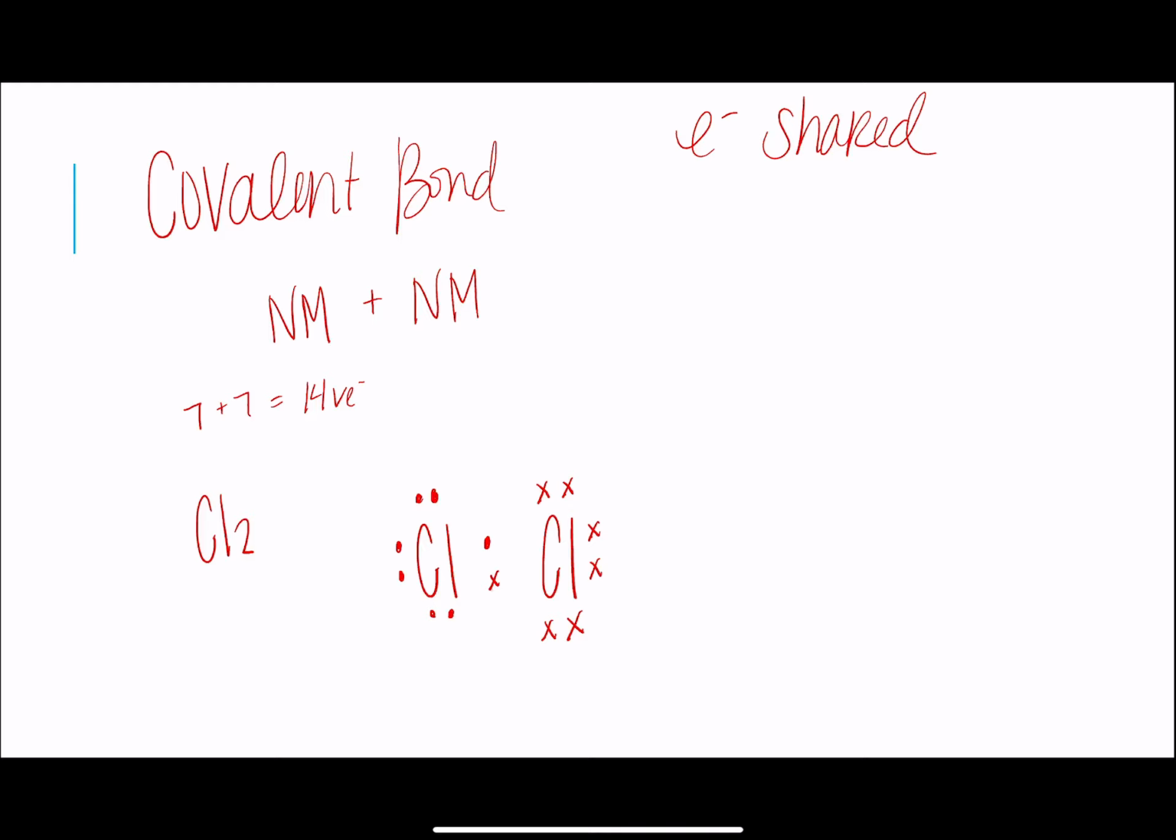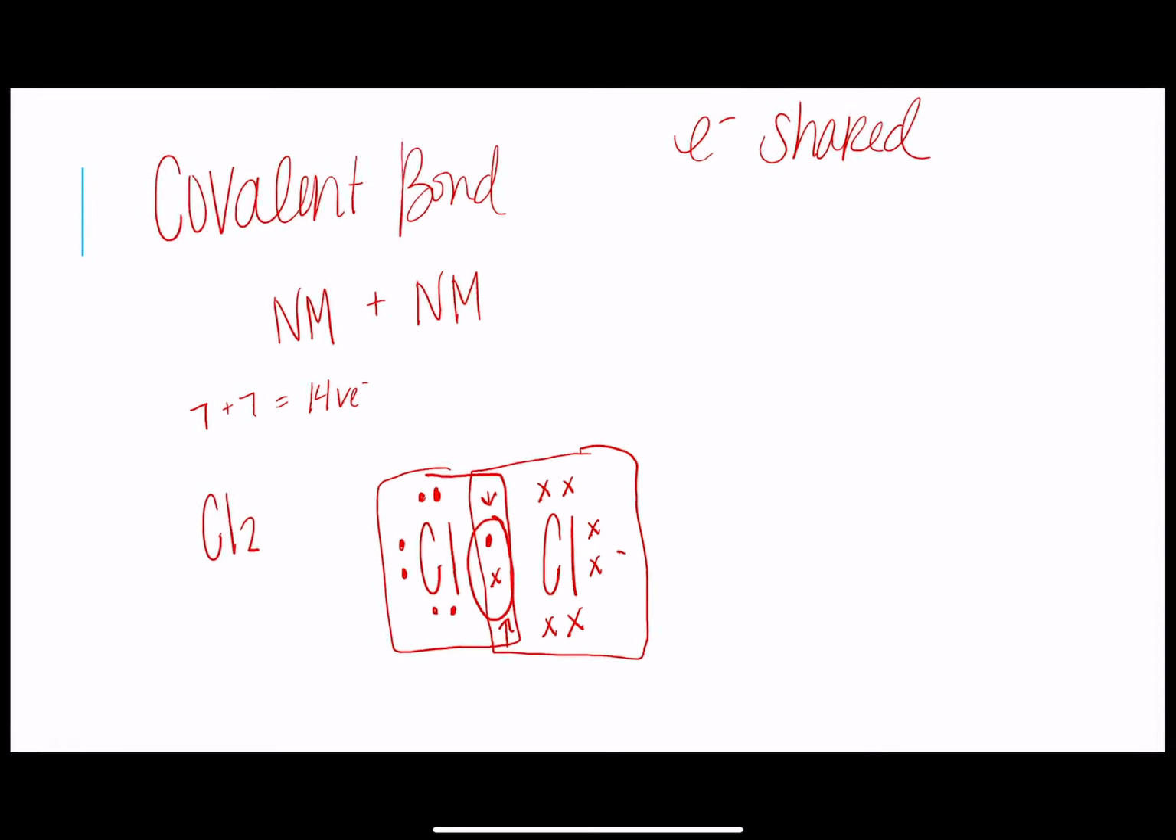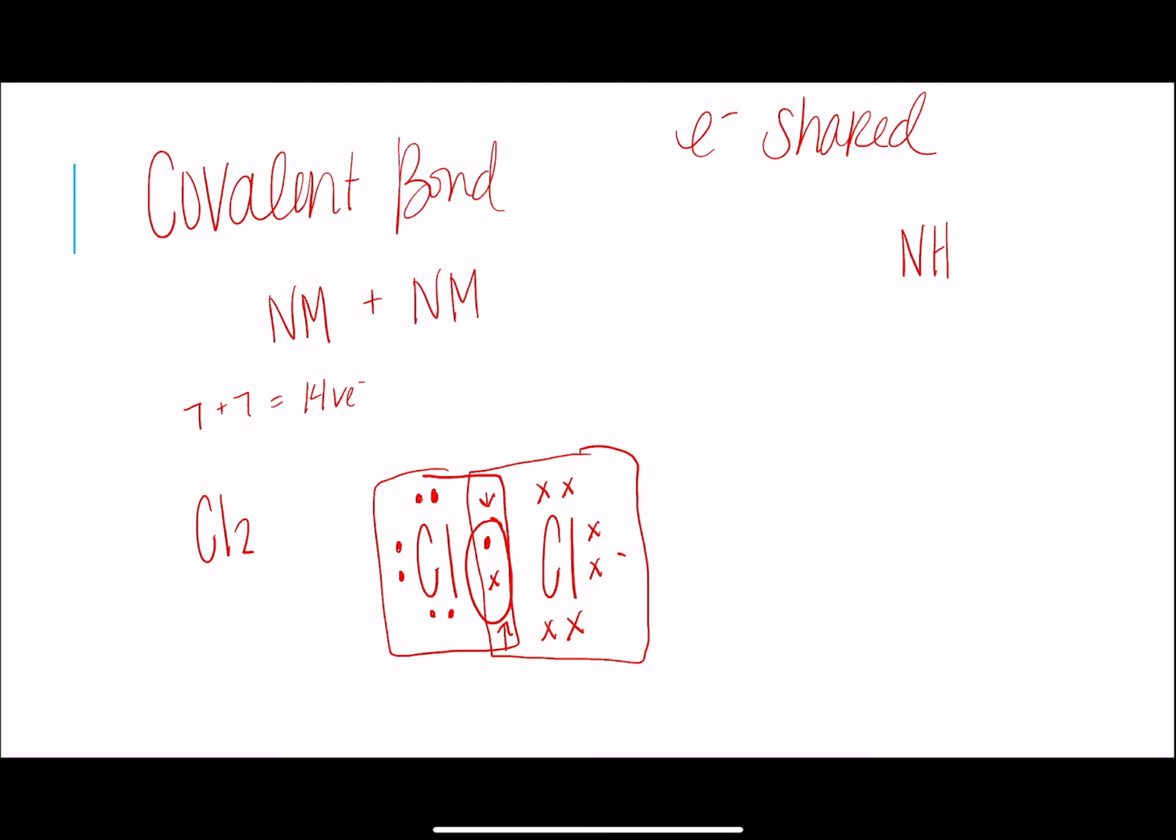And so what you see here is that they share this set of valence electrons. So this chlorine has 8, and that chlorine has 8, sharing this set in the middle. And so both of them have satisfied their octet, okay? Now, some elements or compounds, let's do one that's a little bit more complicated, like NH3, okay?